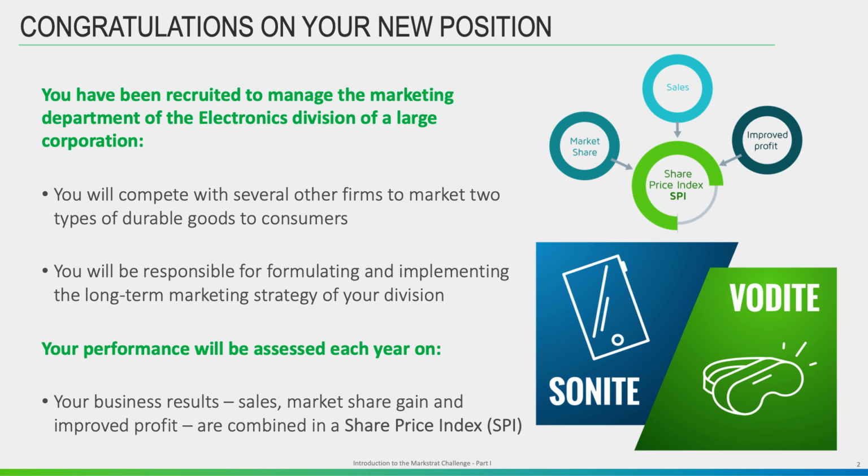You'll be selling two types of consumer durable goods. They're called the Sonites and the Vodites. They're both tech products, and I'll describe them a bit more later in detail. What you're trying to do, your goal essentially, is to maximize what Markstrat calls the share price index. That's essentially their model for the value of your company or your stock price.